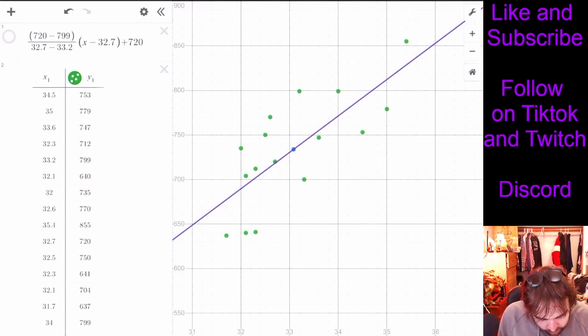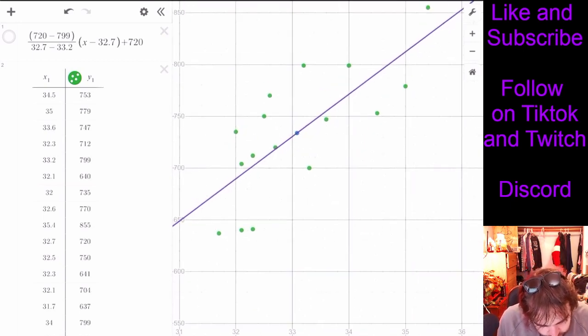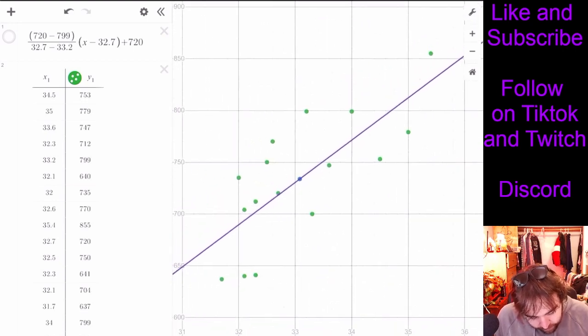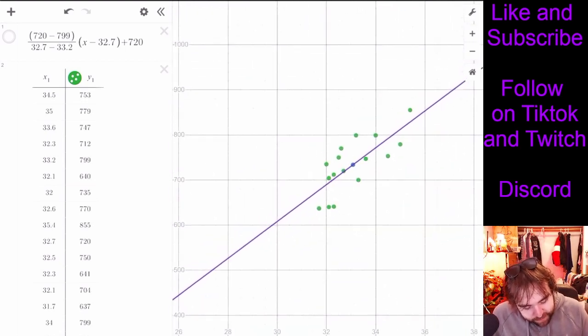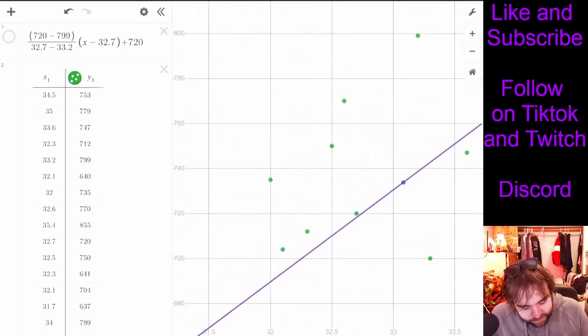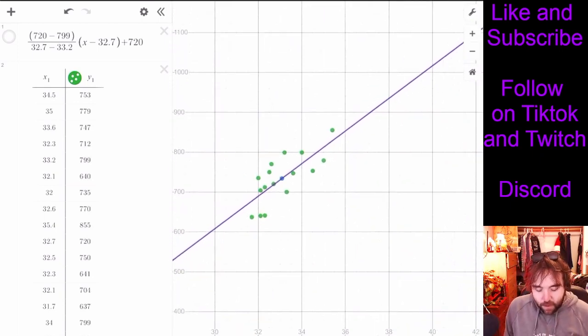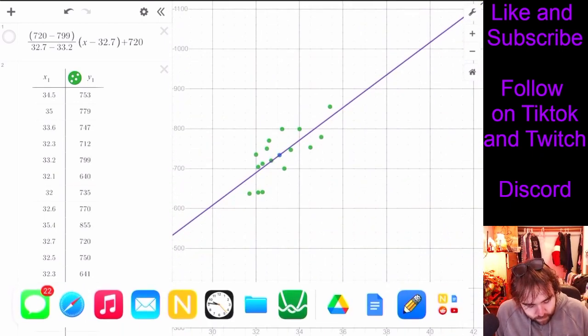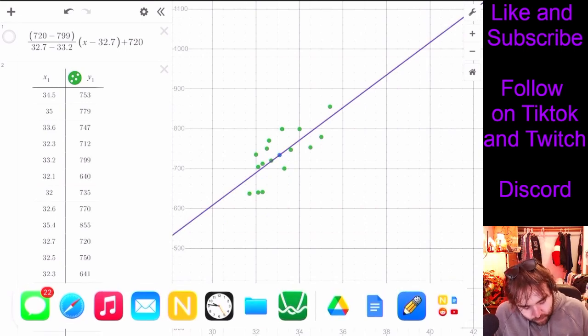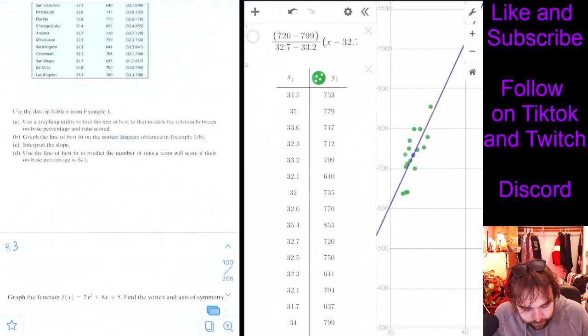So below the line, there's 1, 2, 3, 4, 5, 6, 7. Above the line, 1, 2, 3, 4, 5, 6, 7, 8, 9. I think that makes sense because above the line, there are these two that are closer. But that's going to be the best fit line of that data, and you can see how it goes roughly through those points.